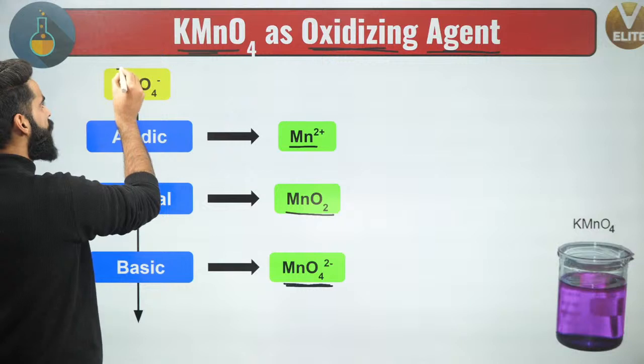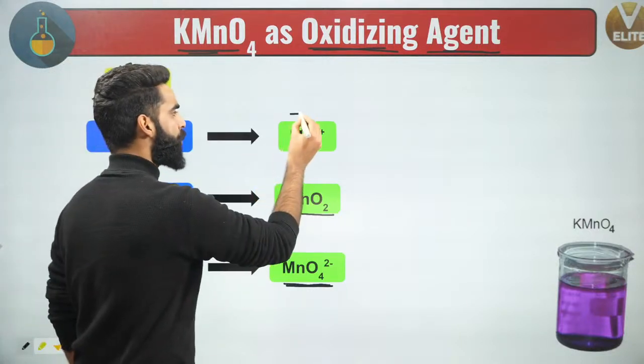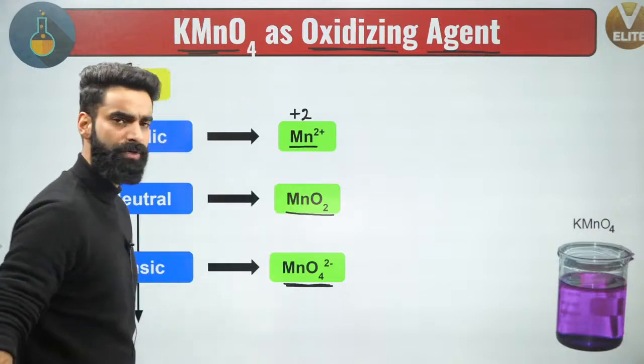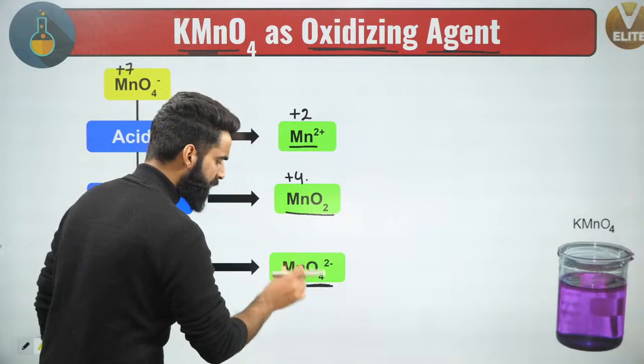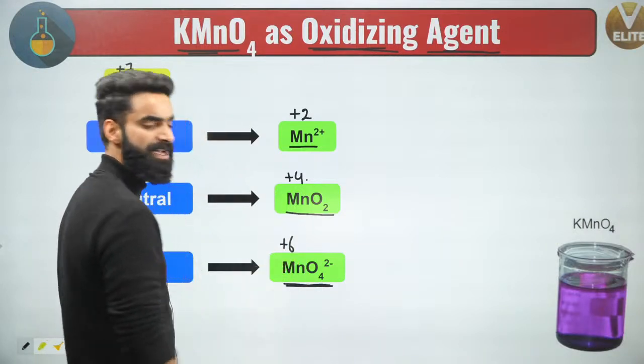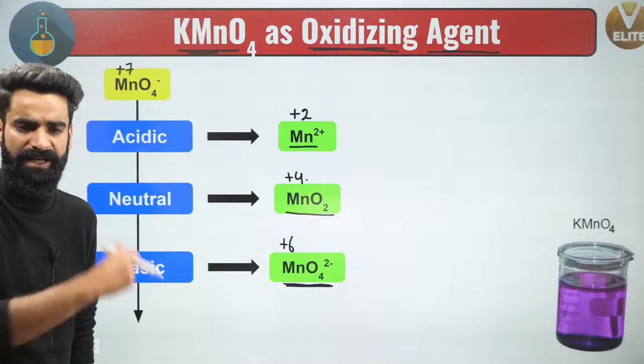If I ask you what is the oxidation state of Mn right here, you'll say +7. If I ask you what is the oxidation state of Mn right here, you'll say +2. Right here, you'll say +4. Right here, you'll say +6, because I have taught you in detail how to calculate the oxidation states of different elements in a compound.